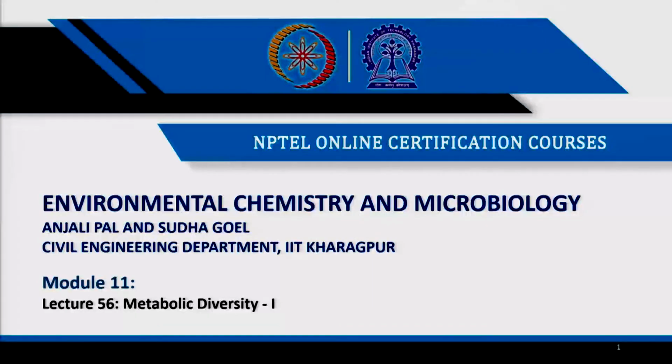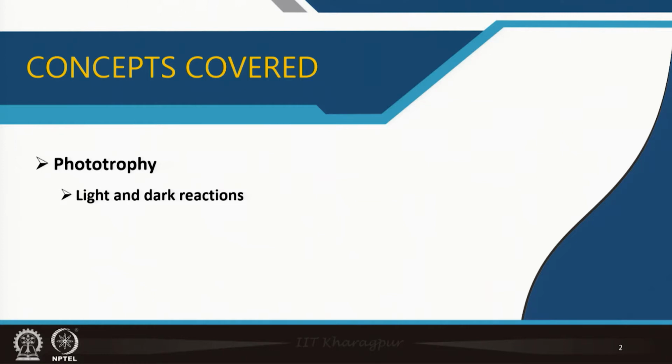So we'll start with part 1. This is lecture 56 of module 11. This particular topic is actually one of the biggest topics in this course. We are going to really understand how different species of bacteria have adapted themselves to different conditions in terms of electron acceptors, electron donors, and so on.